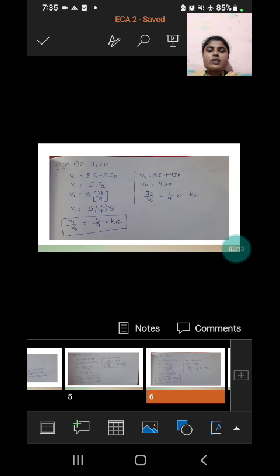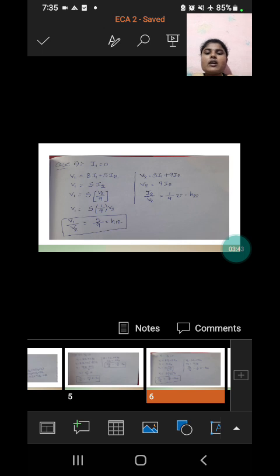Case 2. We consider I1 equals 0. In the loops, where I1 is written, we consider it as 0. V1 equals 8 I1 means this is considered as 0, so V1 equals 5 I2. V2 equals 5 I1 plus 9 I2, and 5 I1 is 0, so V2 equals 9 I2. I2 by V2 equals 1 by 9 mho, which is H22.